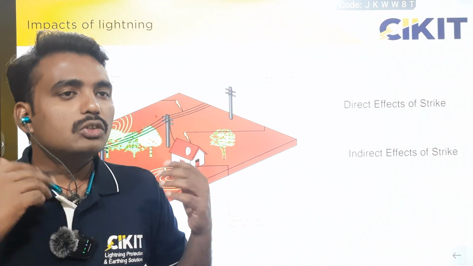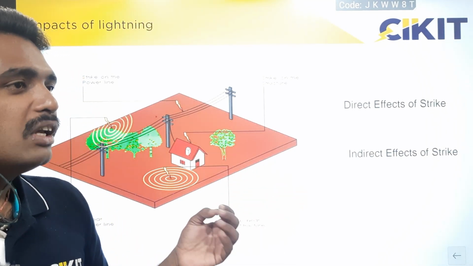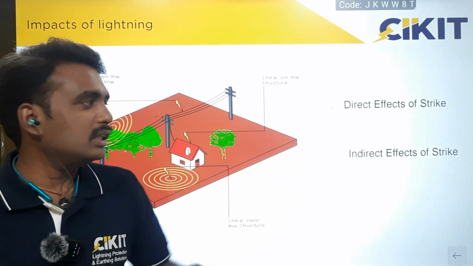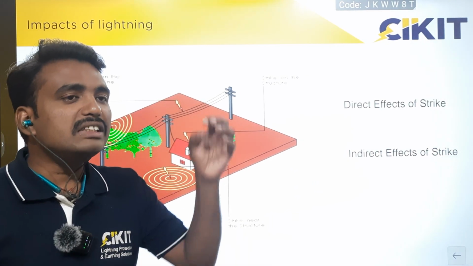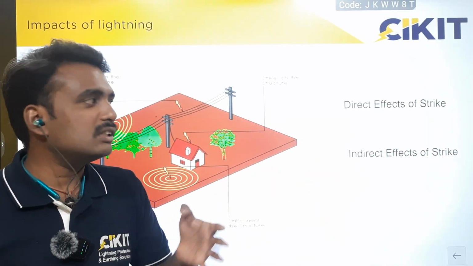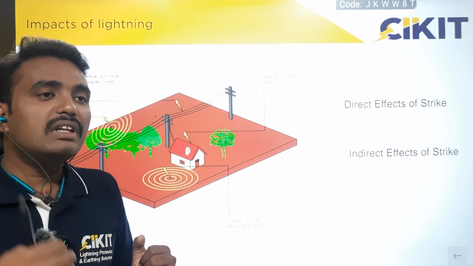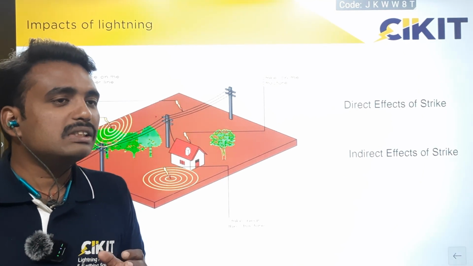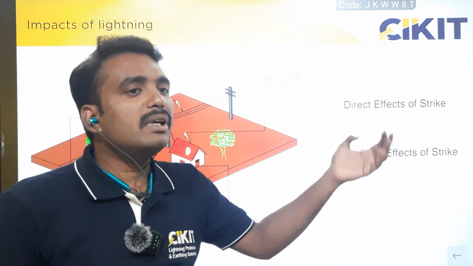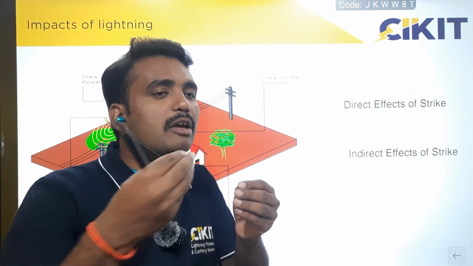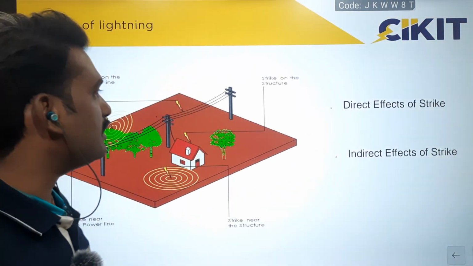Before addressing this problem, we have to find the source of the problem. Lightning can cause damage in two ways: direct effects and indirect effects. Lightning directly striking a building and causing damage comes under the direct effects of lightning strikes. At the same time, lightning can happen at some other place and the surges can travel through the ground or transmission line and cause damage in some other place. Here the strike point will be different and the damage will be different. This comes under indirect effects of strikes.